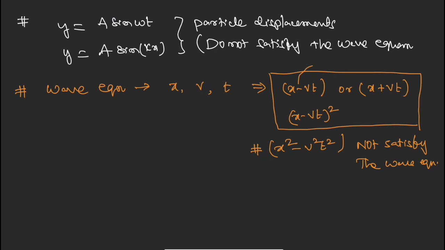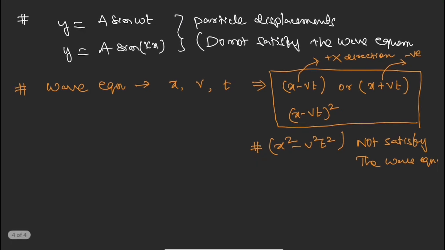If there is a minus sign, it is along the positive x direction. If it is plus, it is the negative x direction. Positive x direction means the wave propagates in the forward direction. Negative x direction means the wave propagates in the backward direction. So in any question, you can choose based on this.